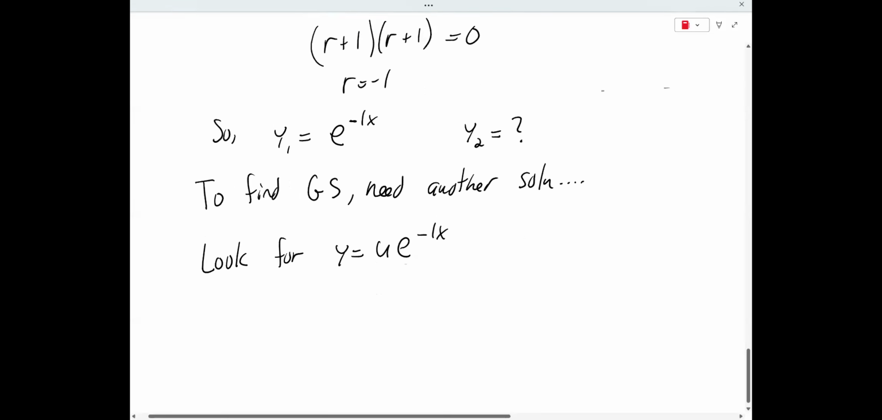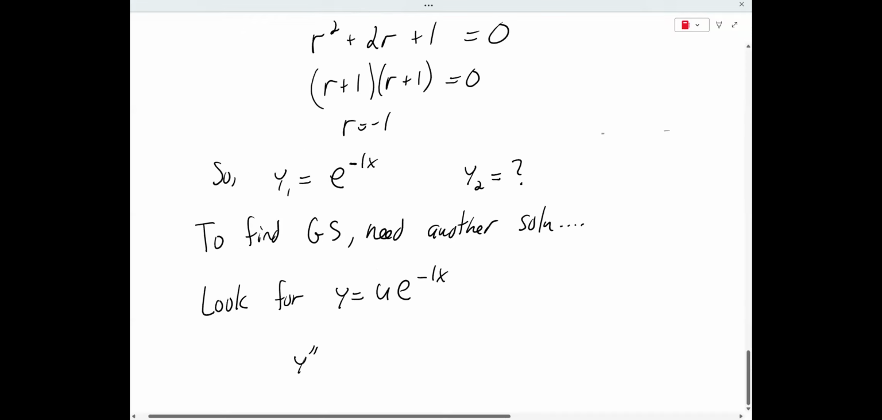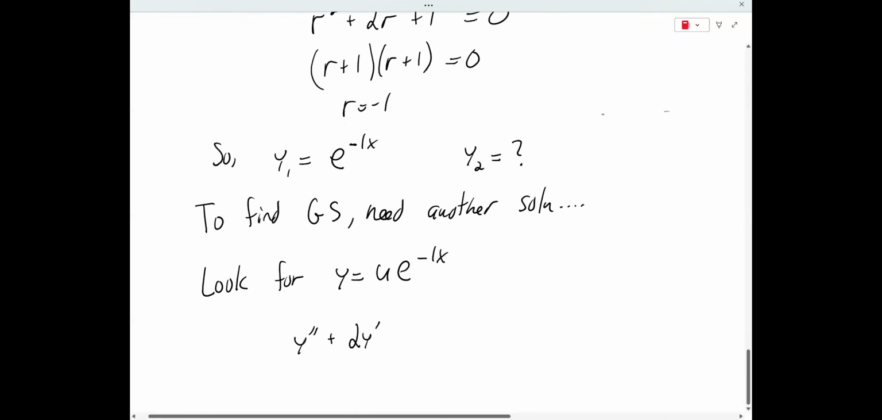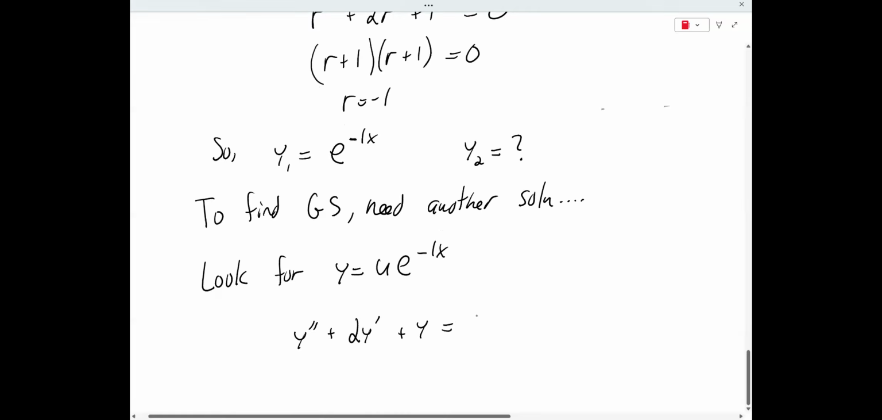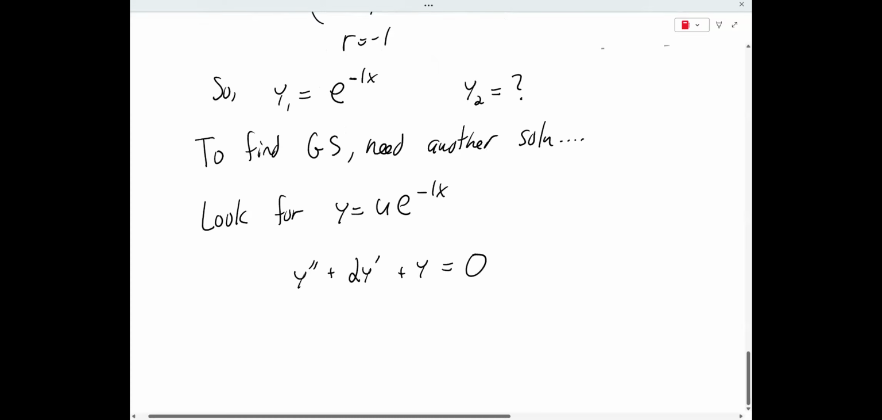Okay, so if I go back to the differential equation here, what we got is y double prime plus 2y prime plus y equals 0. Once we go through this one time, we'll see kind of the form of it for the second one, what it will look like. So if I look for a solution like this, I substitute that in here. Now I can do my product rule. A little bit of a mess here. I've got to take two derivatives.